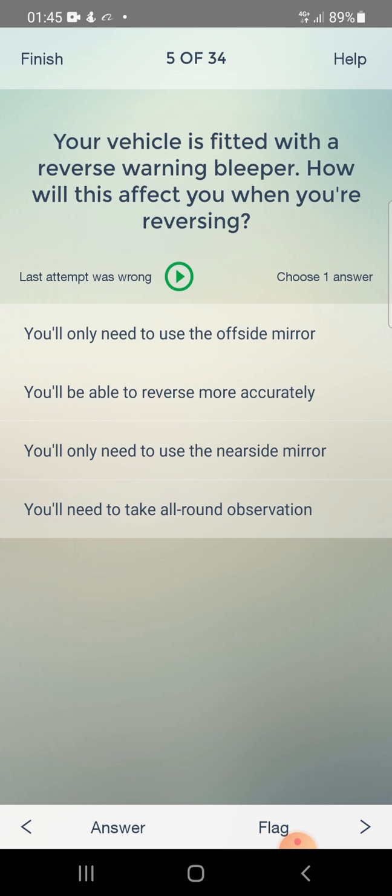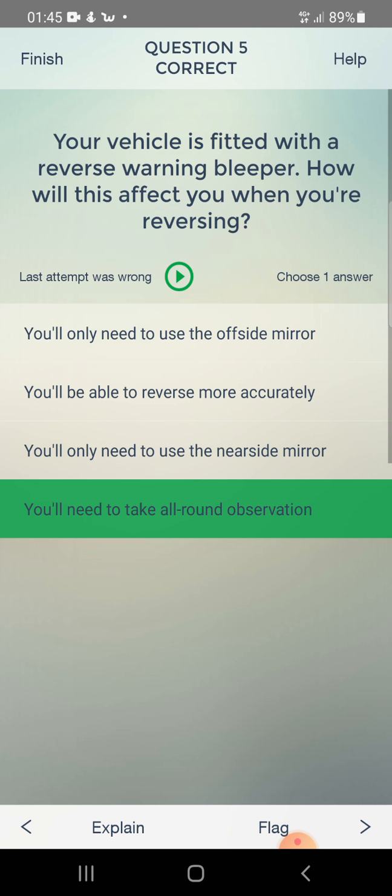Right. Your vehicle is fitted with a reverse warning bleeper. How will this affect you when you are reversing? You will only need to use the offside mirror. You will be able to reverse more accurately. You will only need to use the near side mirror. You will need to take all-round observation.